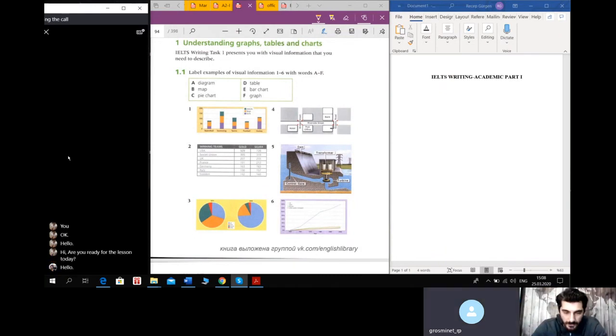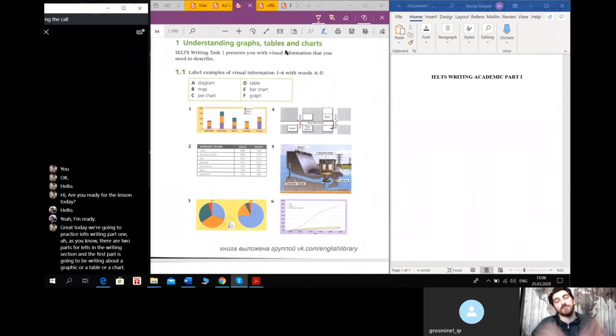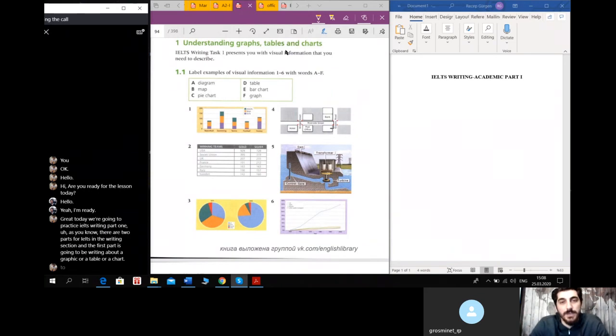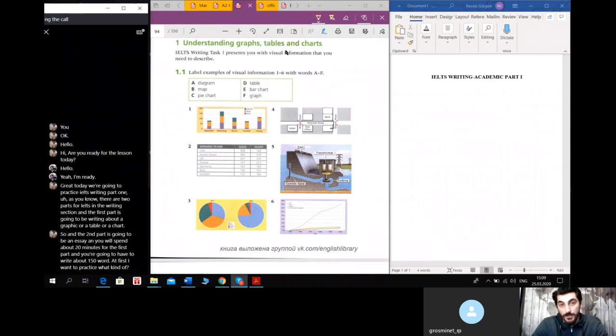Yeah, I'm ready. Great. Today we're going to practice IELTS writing part 1. As you know, there are two parts for IELTS in the writing section, and the first part is going to be writing about a graphic or a table or a chart. And the second part is going to be an essay. And you will spend about 20 minutes for the first part, and you're going to have to write about 150 words. At first, I want to practice what kind of things you might see in the first part.